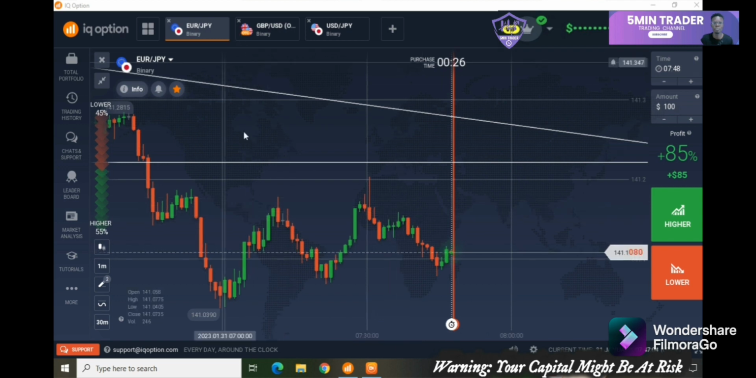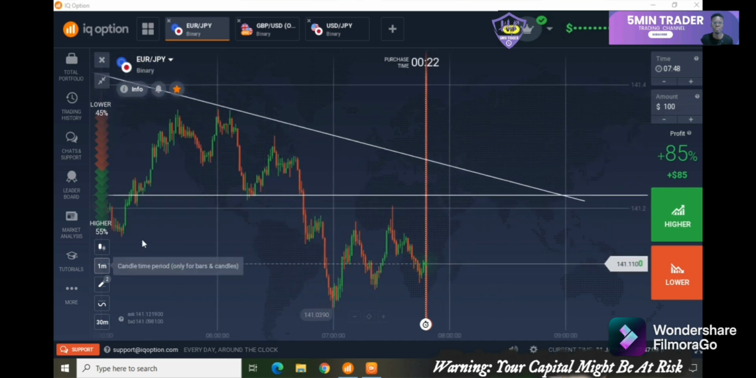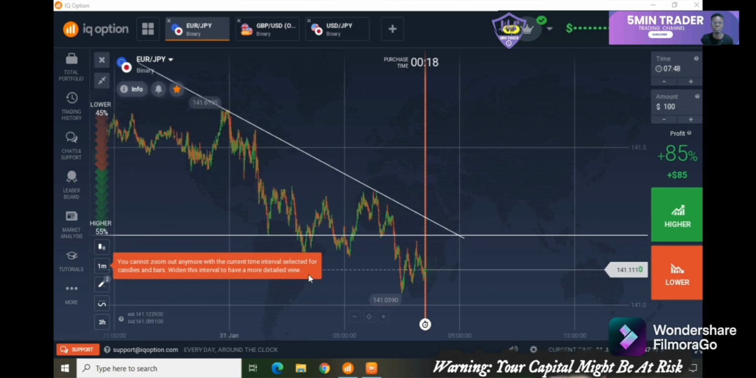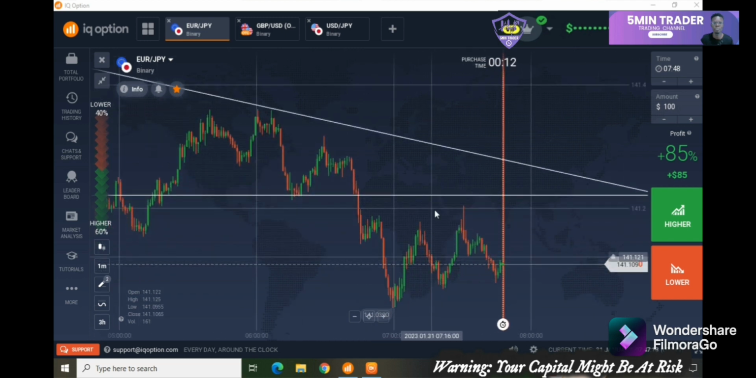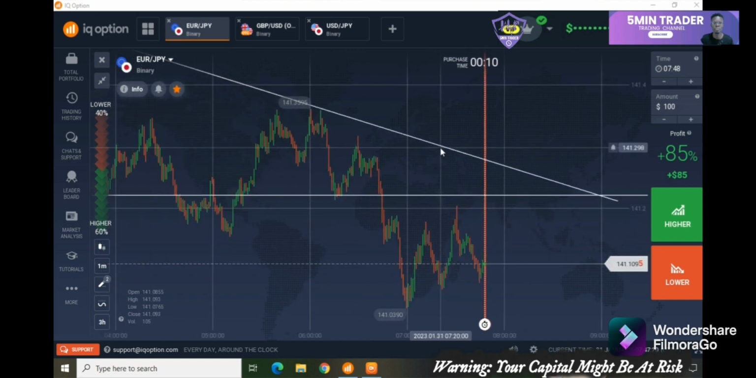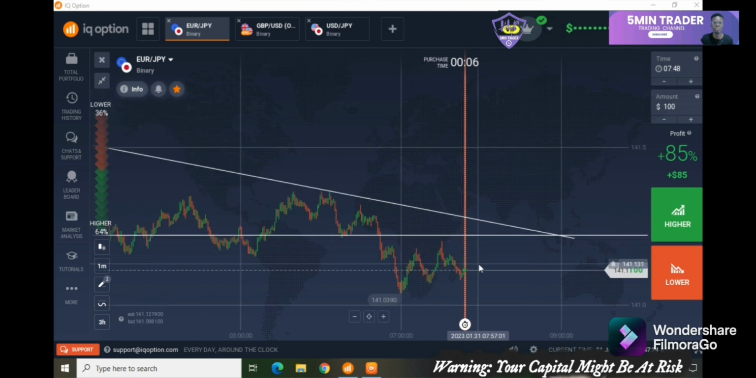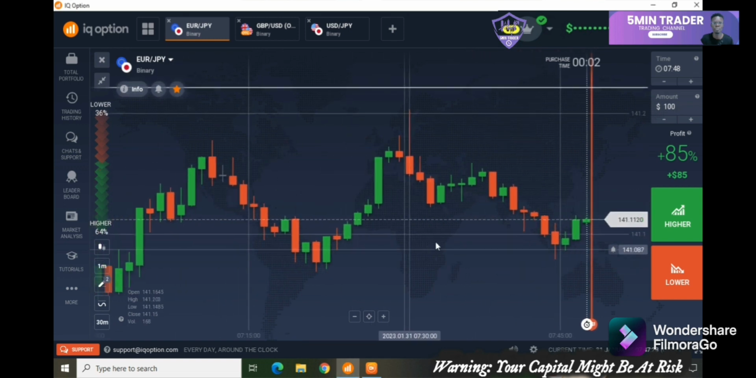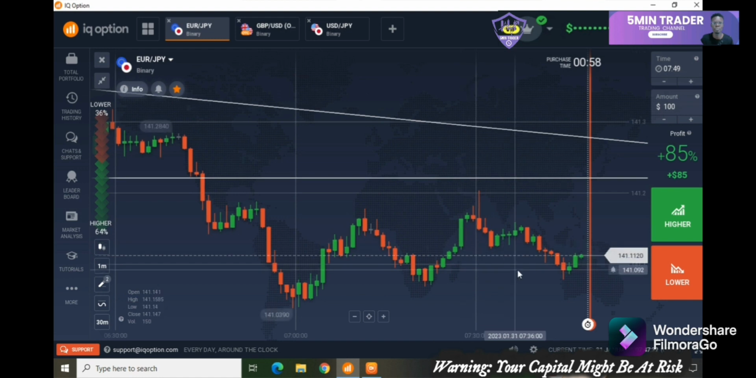This is the Euro JPY chart, and this is 1 minute candle time, as you can see here, and you can see that this is a strong downtrend, but the market is currently retracing. In this market scenario, we can wait for the market to retest this trend resistance, then we can go for a trade, or we can go with the minor trend, which is an uptrend here, because the market is currently in its retracement phase.